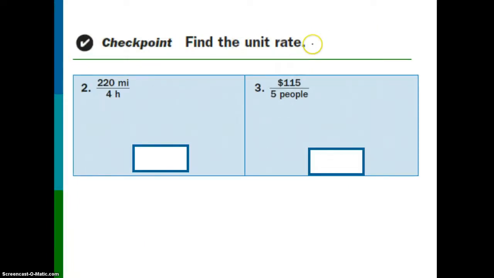Find the unit rate. Remember, the denominator has to be 1, so it needs to be over 1. We're dividing both the numerator and the denominator by 4. We have 55 miles per hour. If you did not pause the video for this number 2, please pause the video for number 3 and try this one yourself. Remember, you're trying to find how many dollars per people, or in this case per person.